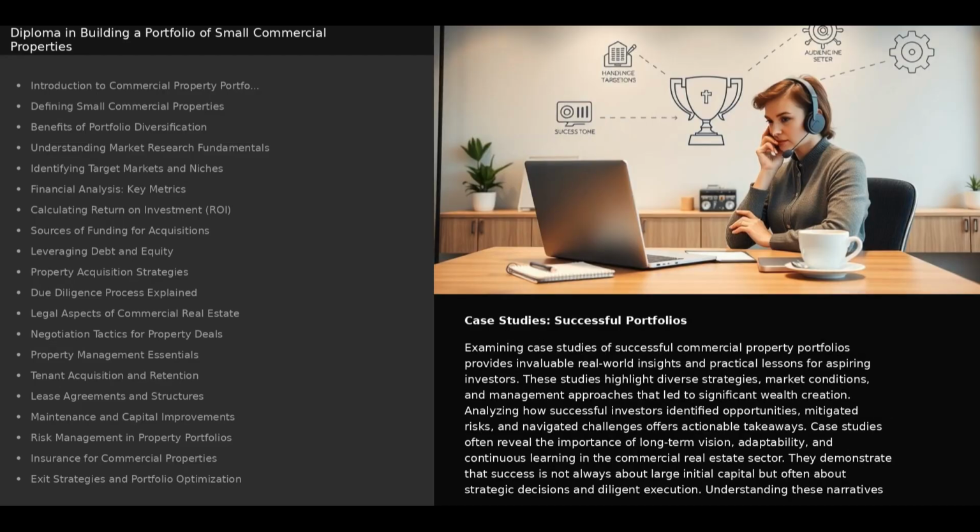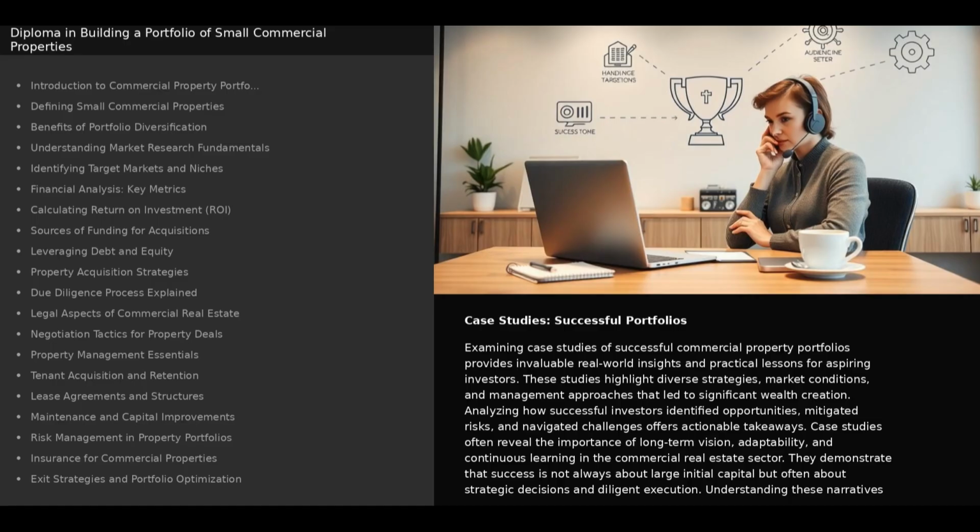Case studies. Successful portfolios. Examining case studies of successful commercial property portfolios provides invaluable real-world insights and practical lessons for aspiring investors. These studies highlight diverse strategies, market conditions, and management approaches that led to significant wealth creation. Analyzing how successful investors identified opportunities, mitigated risks, and navigated challenges offers actionable takeaways.